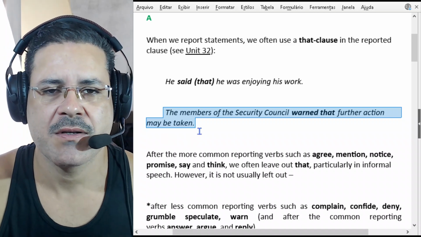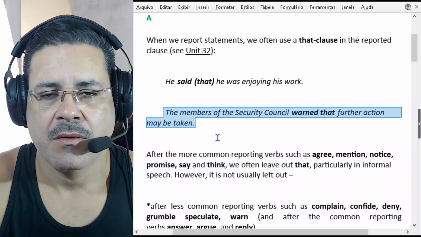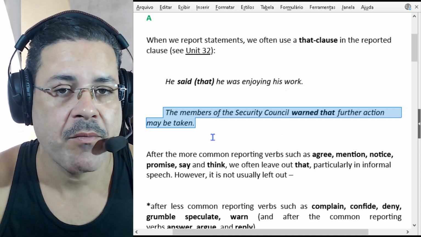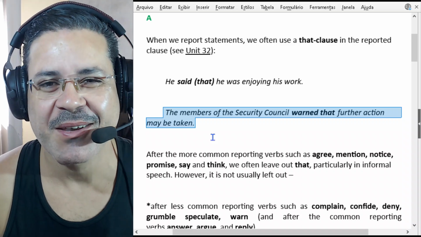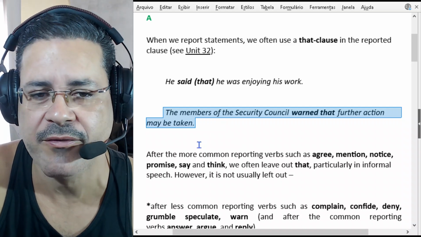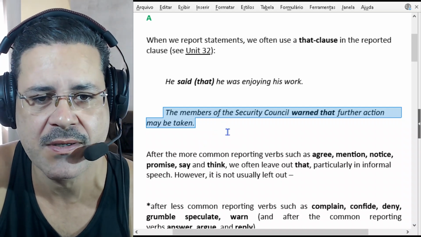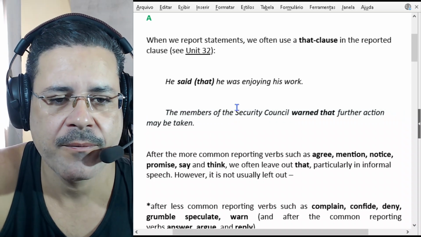Or you might say, asked about the problems, he went, the members of the Security Council warned that further action may be taken. Those are informal ways of reporting what somebody has said. Okay, moving on.